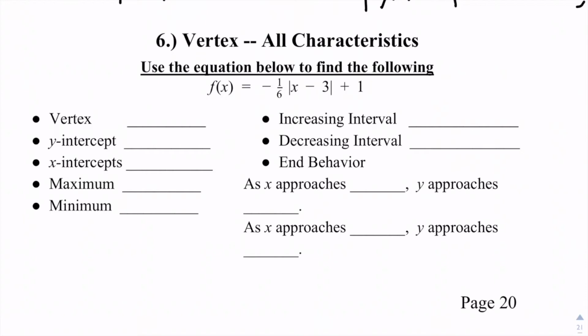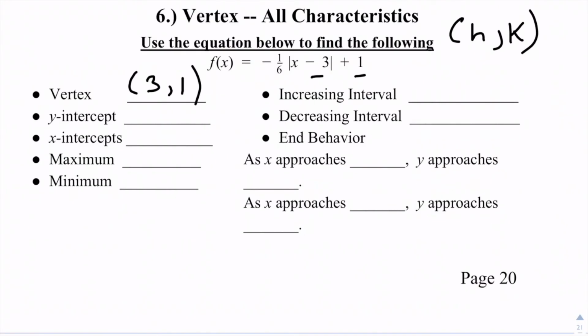So I got my vertex. I want to look at my h, k values, and they are here and here. And remember that it's opposite of that, 3 inside, because anytime we're inside, it goes opposite. So our vertex is actually (3, 1). And we find x and y intercepts by setting y equal to 0 and x equal to 0. So to find the y-intercept, you want to set the x equal to 0.